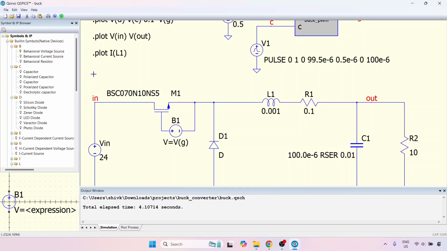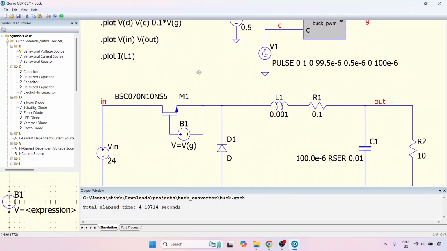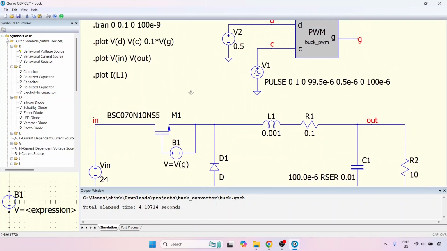Hello everyone and welcome back to this next lecture. So in the previous lecture we had simulated this buck converter and we had observed the results.